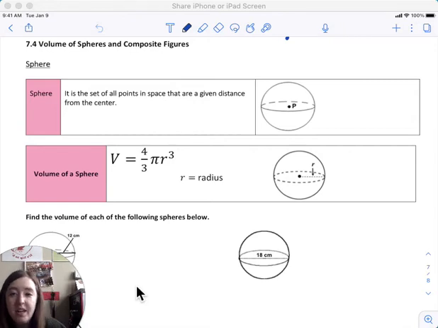Hey guys, today we're going to find the volume of spheres and composite figures. So first of all, let's talk about what a sphere is. A sphere is the set of points in space that are all a given distance from the center. Another way to put it, it's kind of like a ball.